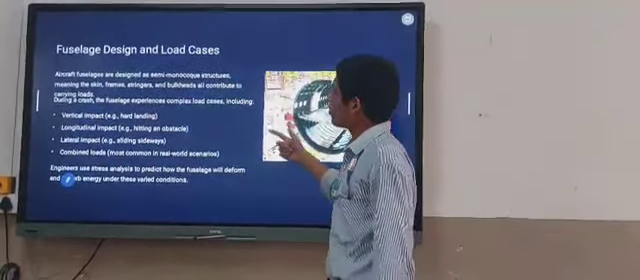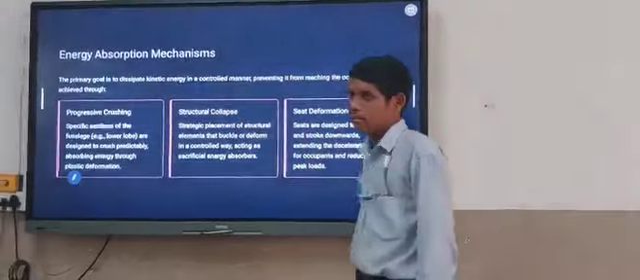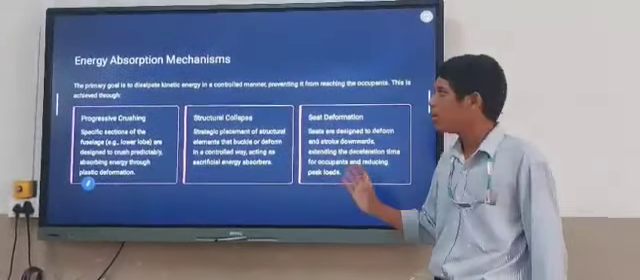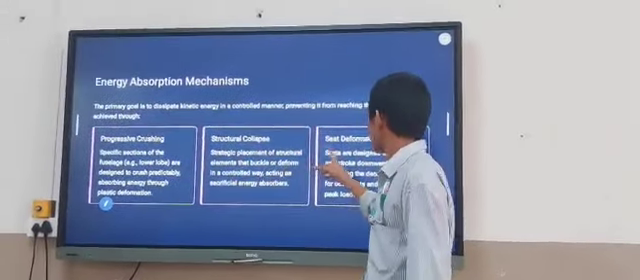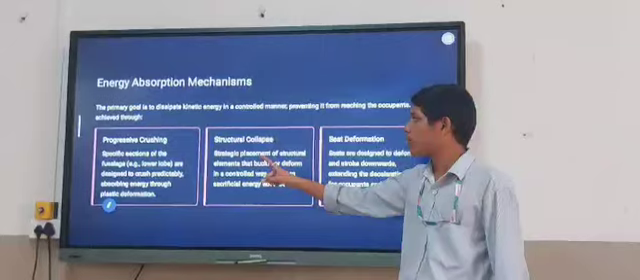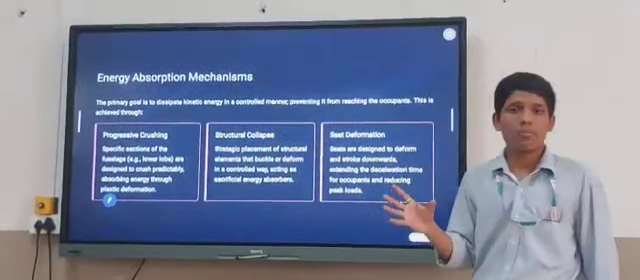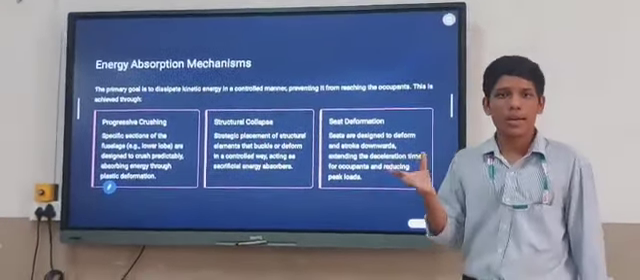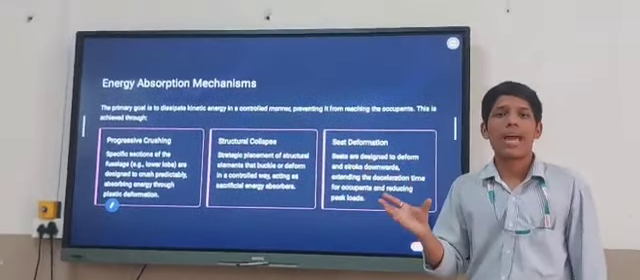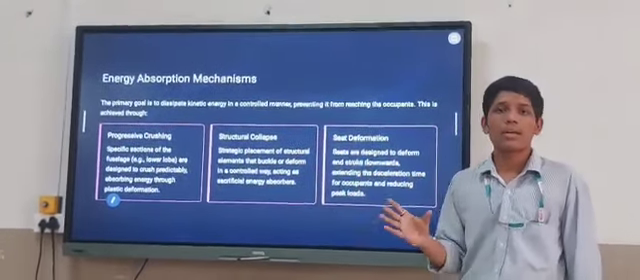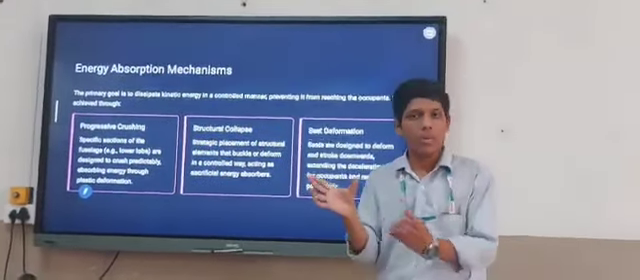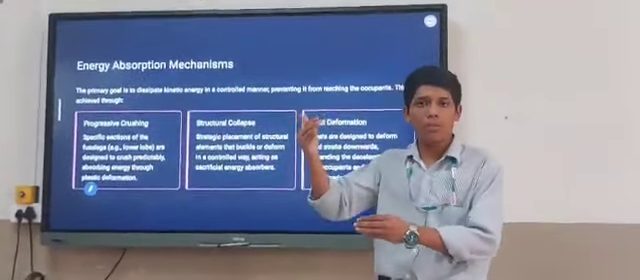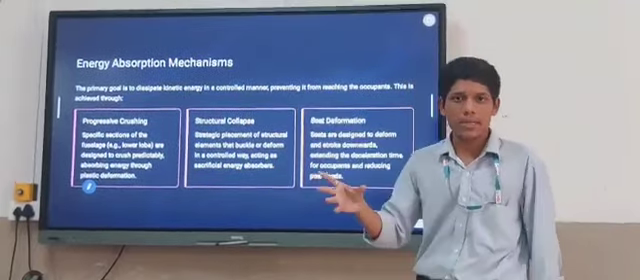Talking about the energy absorption mechanism, it is a very important thing which has to be taken into consideration: progressive crushing, structural collapse and seat deformation. Progressive crushing is when a part, for example a bulkhead in the fuselage, crashes, it has to crumple in such a way that it does not deform throughout its length. It deforms only a certain part, which won't harm the passengers and occupants inside.